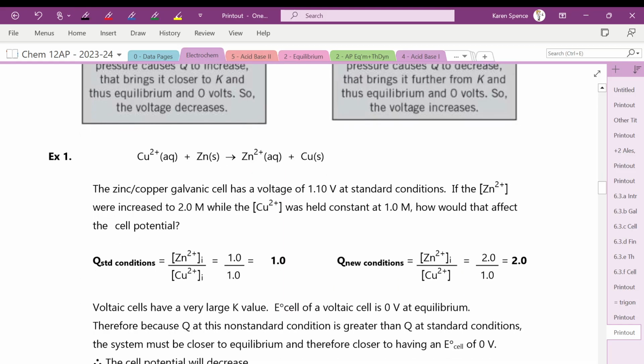Okay, let's take a look at this. Here we have a zinc copper half cell. We have a standard voltage E naught cell of 1.10. If the concentration of zinc were increased to 2 molar, while copper 2+ was held constant at 1 molar, how would this affect the cell potential?